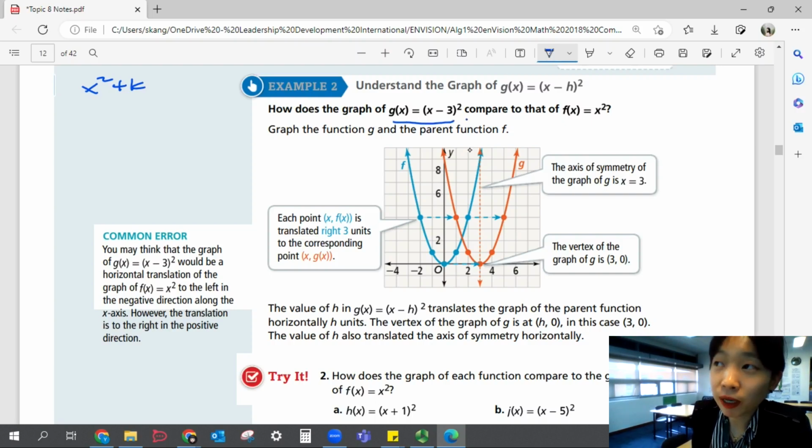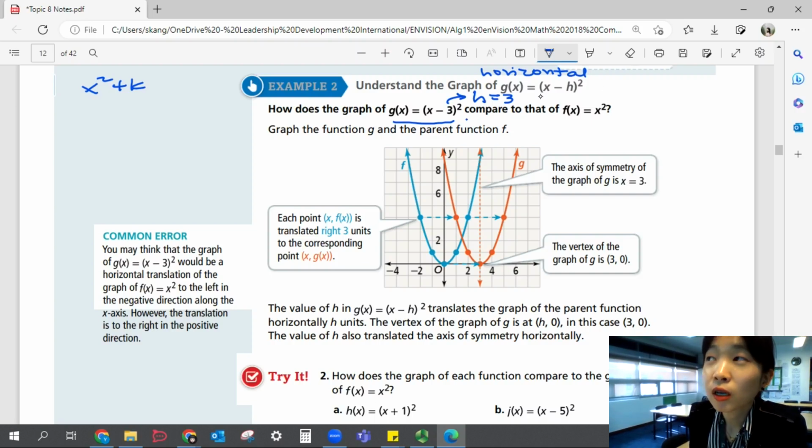Okay, so look at this one. g of x is x minus 3, parentheses, and then squared, right? So your h here is not negative 3. Your h is positive 3. So what does that mean? If h is positive 3, it's moving horizontally. Okay, h stands for horizontal movement. So horizontally, it's moving 3 units to the right. So if it's positive, it's to the right. If it's negative, it's to the left.